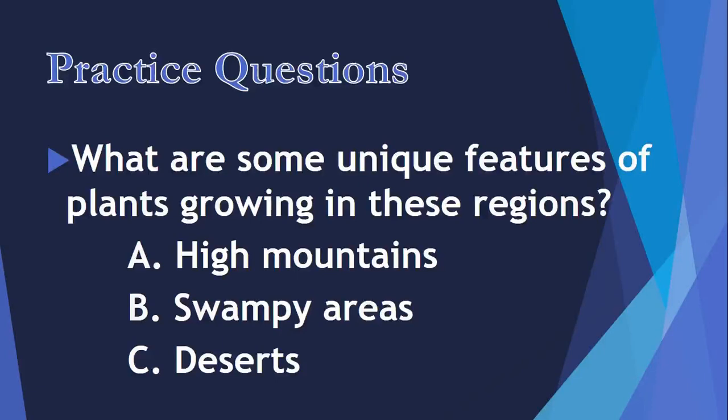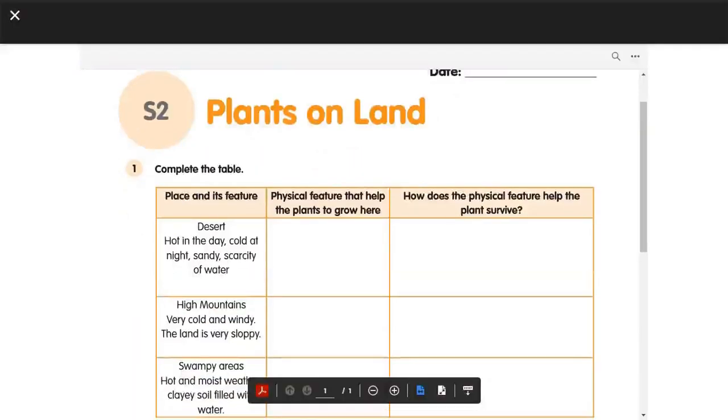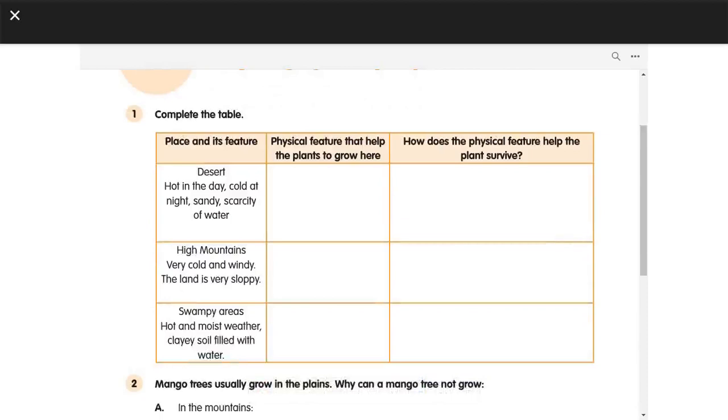Do your practice questions in your notebook. Next, worksheet questions. In S2, first question, complete the table. In the table, the place and its feature are given, and you write the physical feature that helps the plants to grow here. How does the physical feature help the plant survive? The place and its feature are given already. You need to write the physical feature to grow and the physical feature to survive.